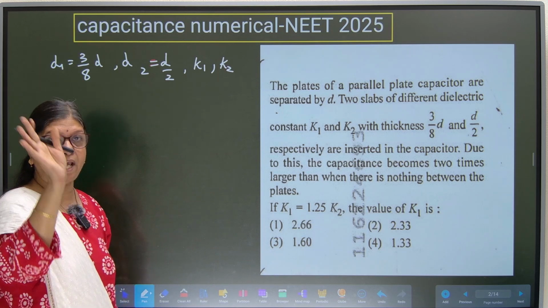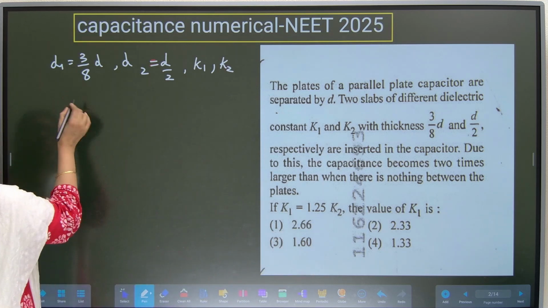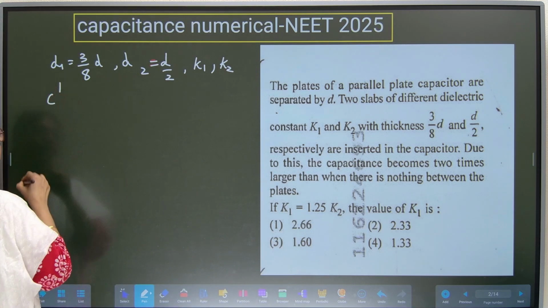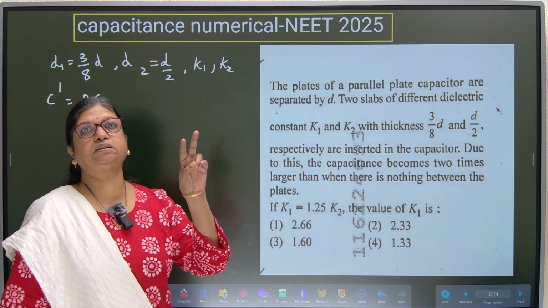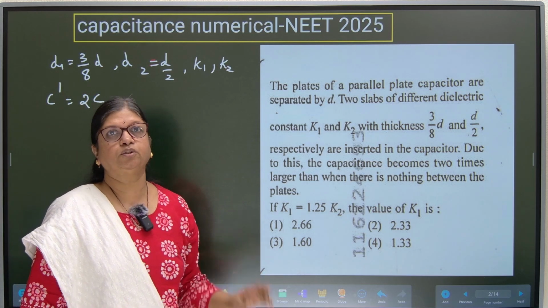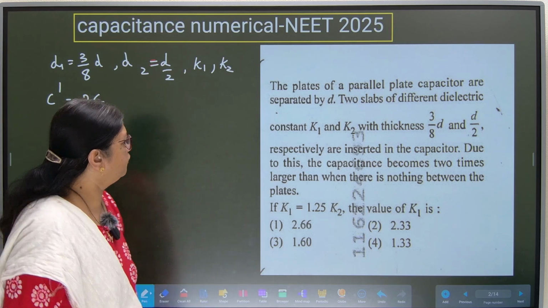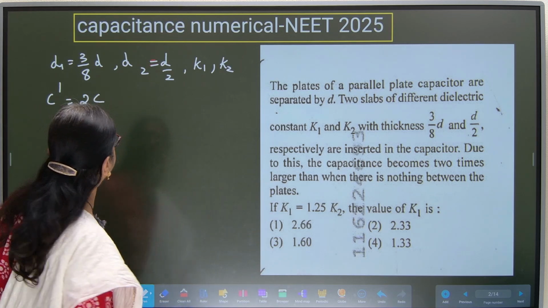Nothing between the plates means air is there. So the new capacitance, let us say C dash, is equal to twice the old capacitance C. So C dash is equal to 2C. Fine. Then what is given to us?